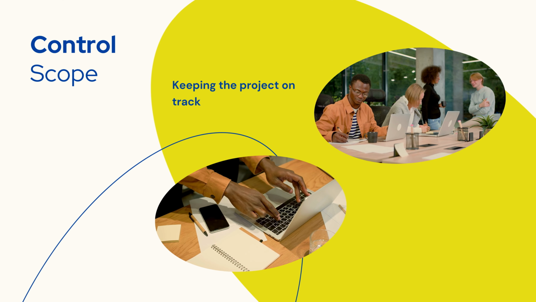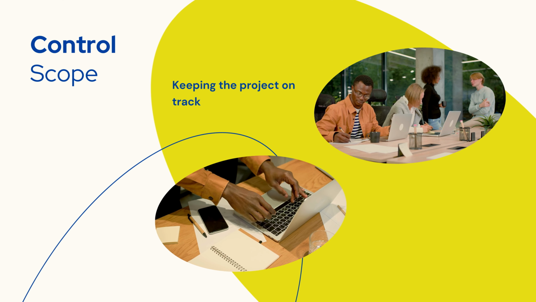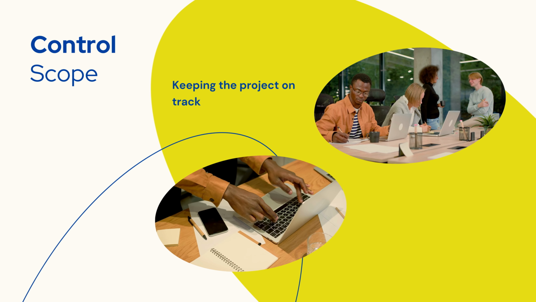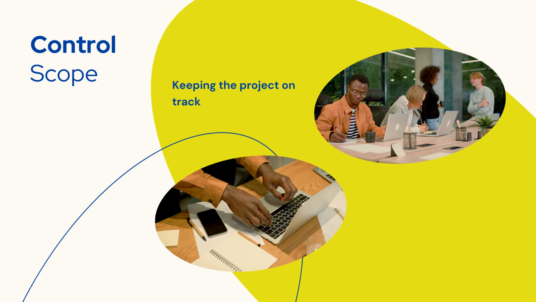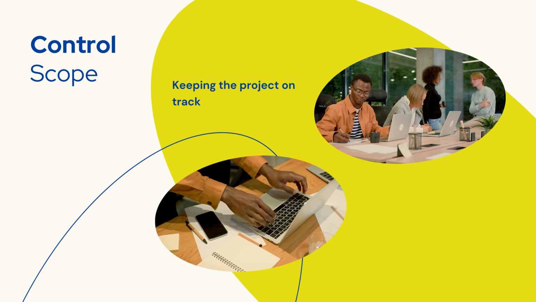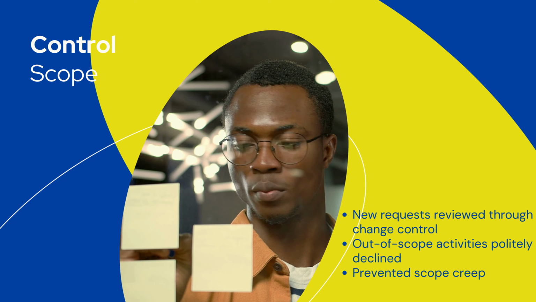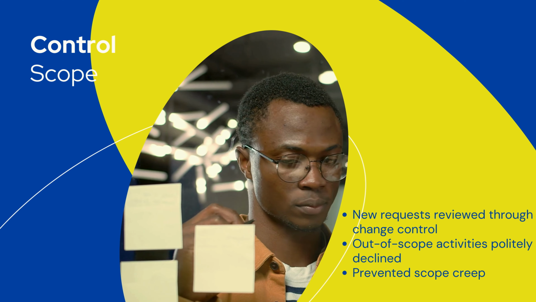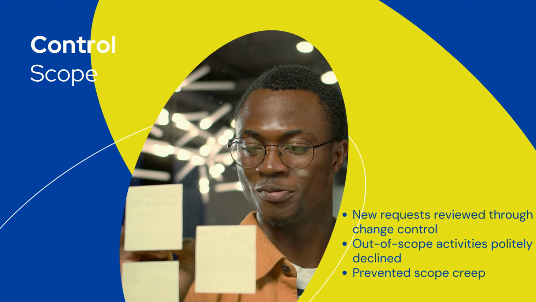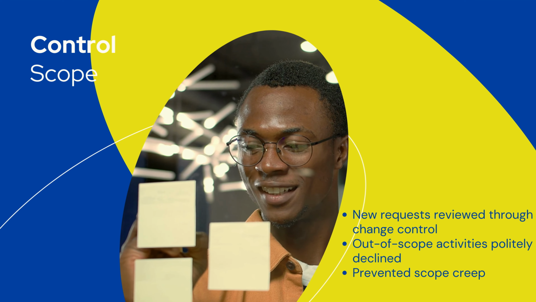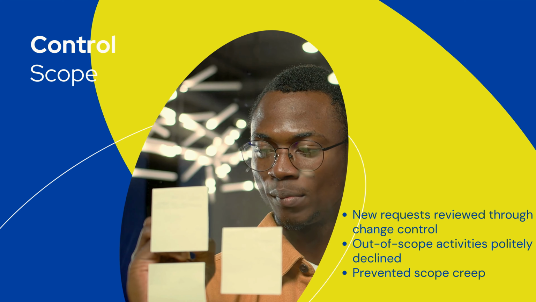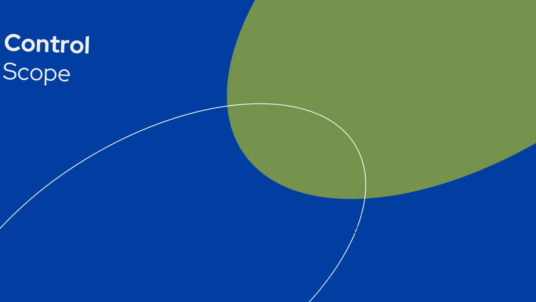Once the project began, communities sometimes requested new activities, like adding housing support or expanding to more provinces. But these requests were outside ESIF's scope. To handle this, Mercy Corps used a formal change control process to review each request. If the activities didn't fit the budget or donor priorities, they were politely declined. This discipline prevented scope creep and kept the project on track.